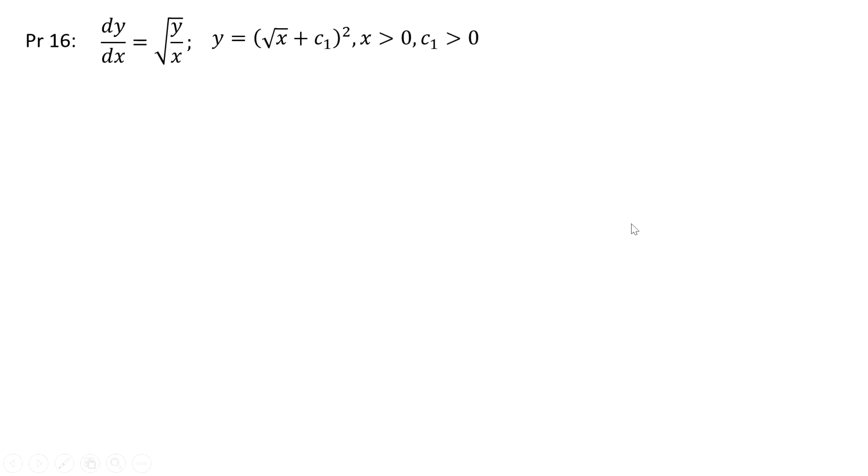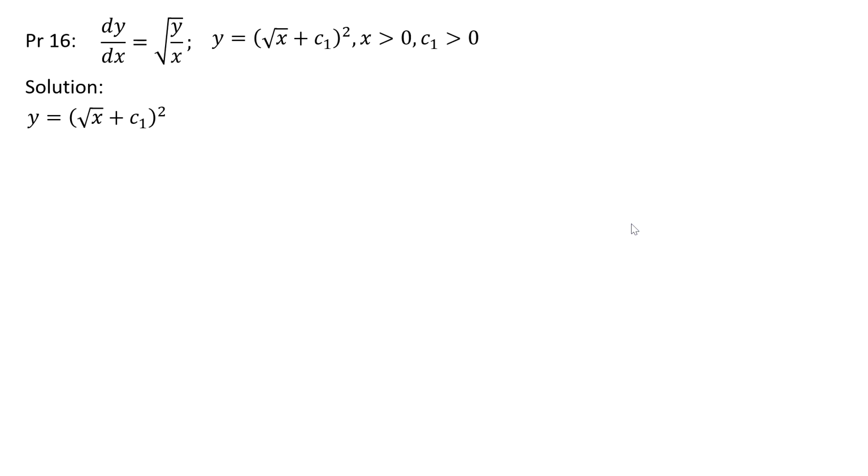Problem 16. dy/dx equals square root of y over x. That's the differential equation. And the claim is y equals square root of x plus c1, the quantity squared, with x greater than 0 and c1 greater than 0. Is that the solution? As before, we need to figure out what dy/dx is, given y equals square root of x plus c1, the quantity squared.